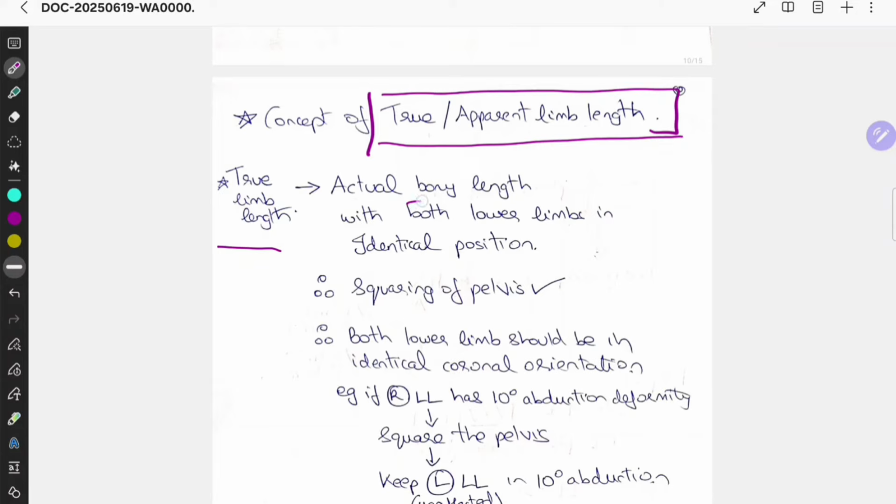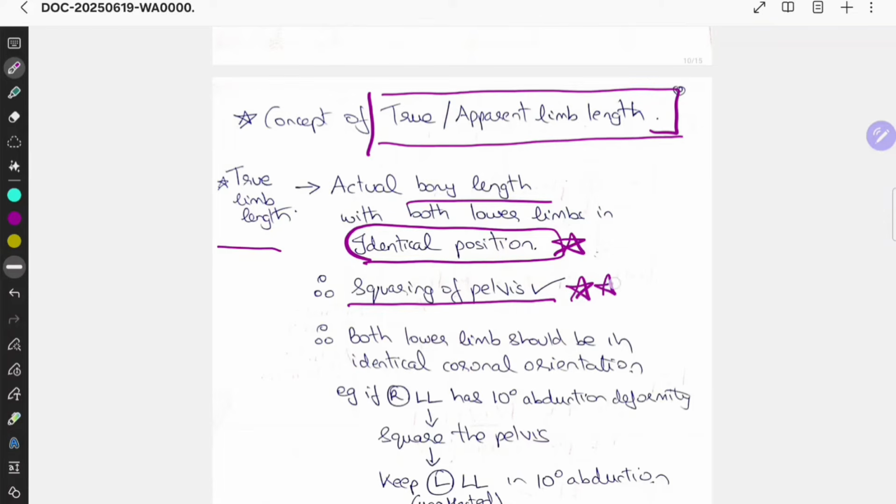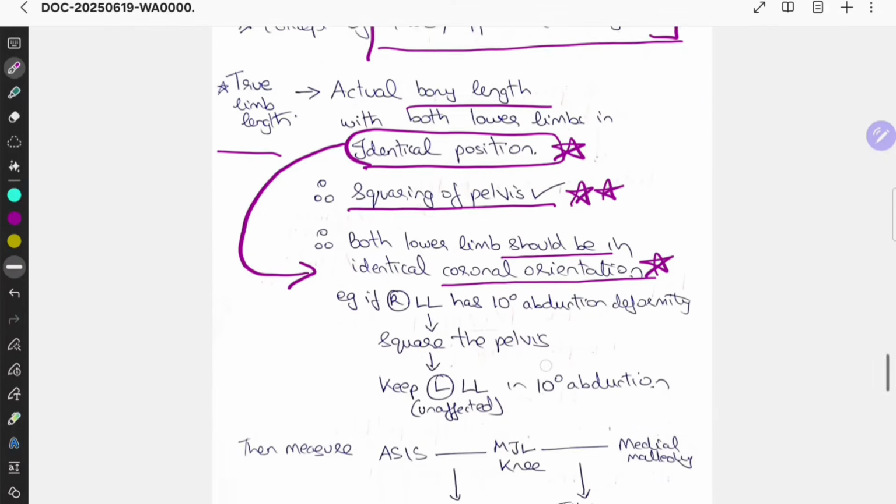It is the actual bony length with both the lower limbs in identical position. So what do I mean when I say identical position? First things first, squaring of the pelvis is absolutely necessary, the prerequisite. Don't measure the true limb length before squaring the pelvis. And the second important thing: both the lower limbs should be in identical coronal orientation. So what do I mean when I say this?